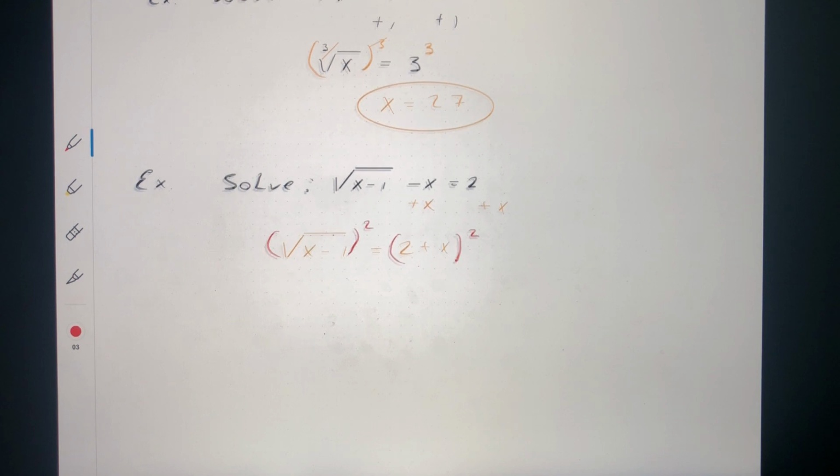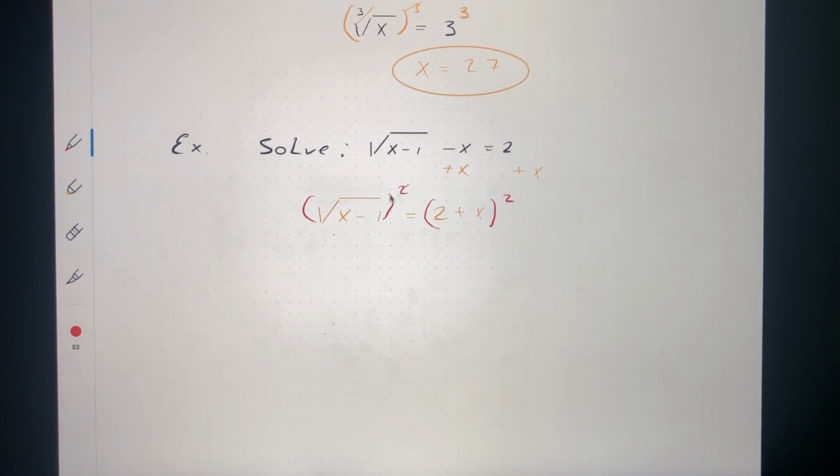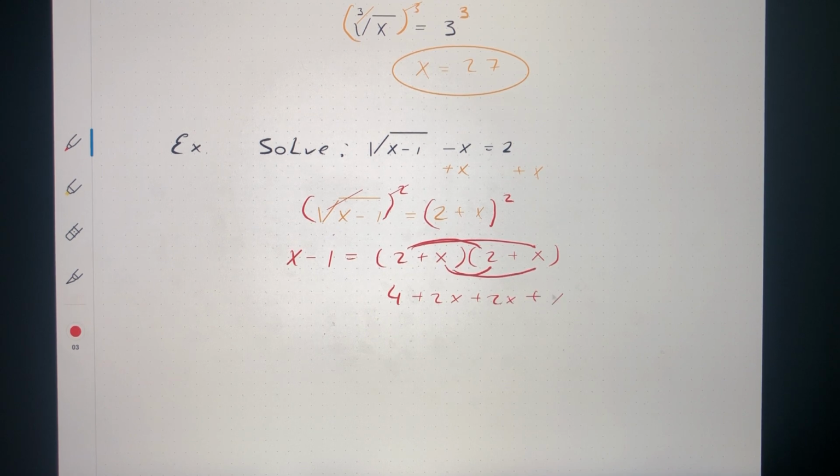On the left side, square and square root cancel off, giving us x minus 1. On the other side, we have 2 plus x twice. And if we remember the formula for the perfect squares, we could use it. And if we don't, that's no problem. We can just multiply things out. So 2 times 2 is 4. 2 times x is 2x. x times 2 is 2x. x times x is x to the 2. And on the other side is x minus 1.